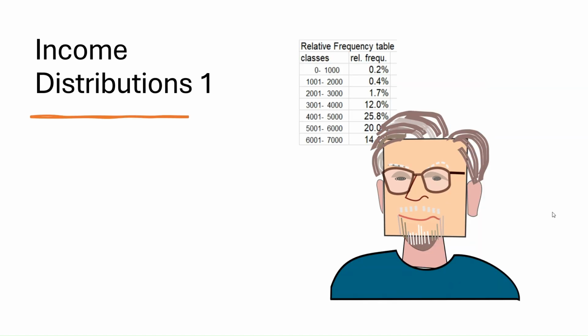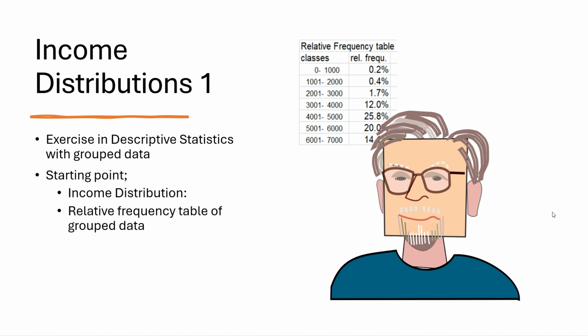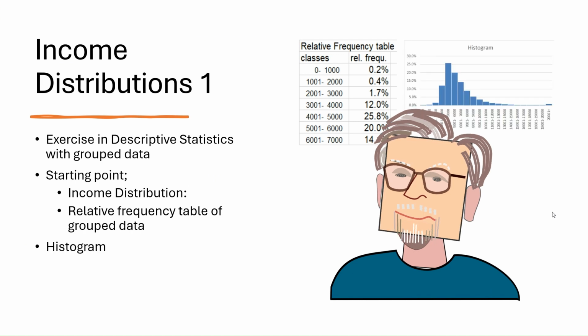So what will be covered in this first video? This is an exercise in descriptive statistics with group data. The starting point is income distribution, just as an example for this. Given is a relative frequency table of this group data. Then we will see how to create a histogram in Excel from this relative frequency table.